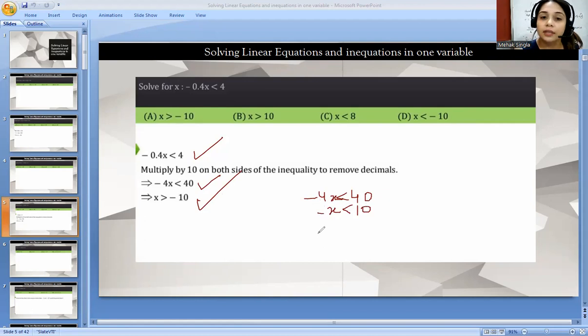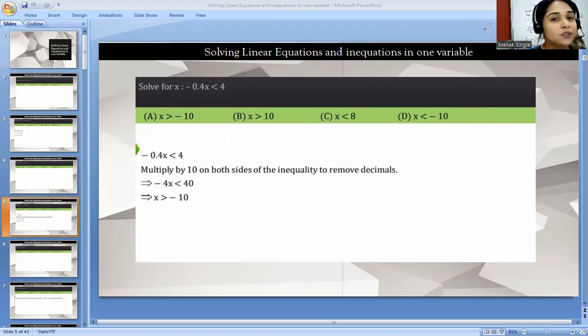Right? So now negative, of course, you know how to solve this. X should be greater than minus 10. That's it. Easy. And again, A part is the answer and you've got the correct answer, correct option actually. Okay, let me jump to the next slide for you.